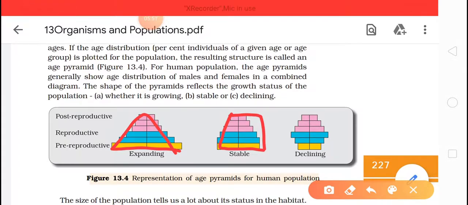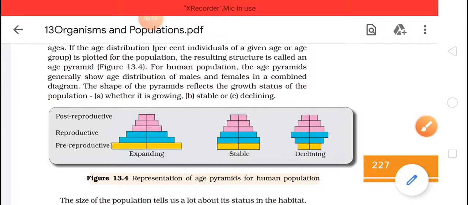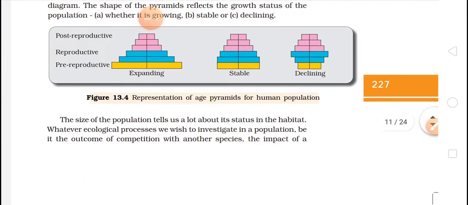Okay, in declining, the pre-reproductive group is smaller, then we have reproductive, and then post-reproductive, which is known as declining. So if we are representing an age pyramid, here they are talking about the human population. In that we will have three types: expanding, stable, and declining.